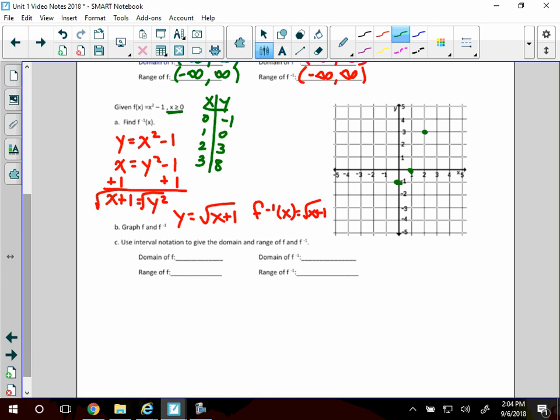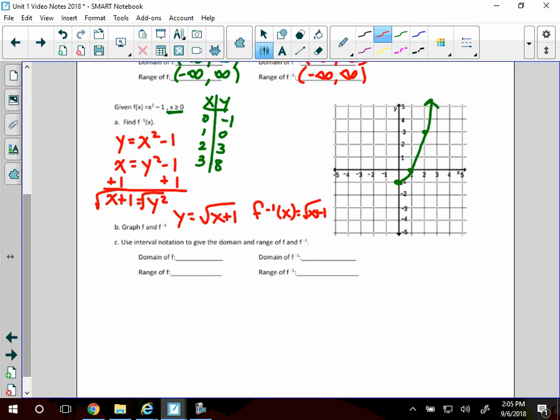I'm going to graph them so I get something like this. Okay. So now I'm going to graph the inverse function, which is that square root function. Again, hopefully we can graph that just based on what we learned for our transformations.